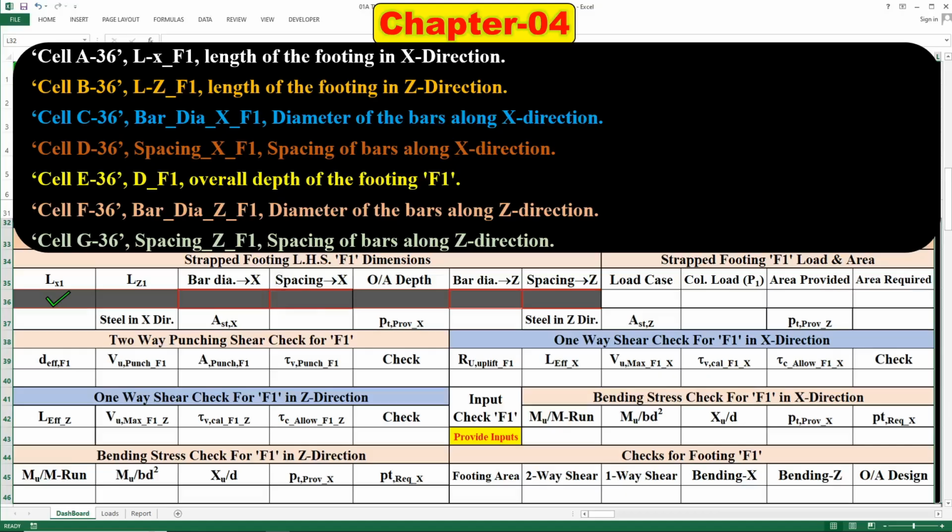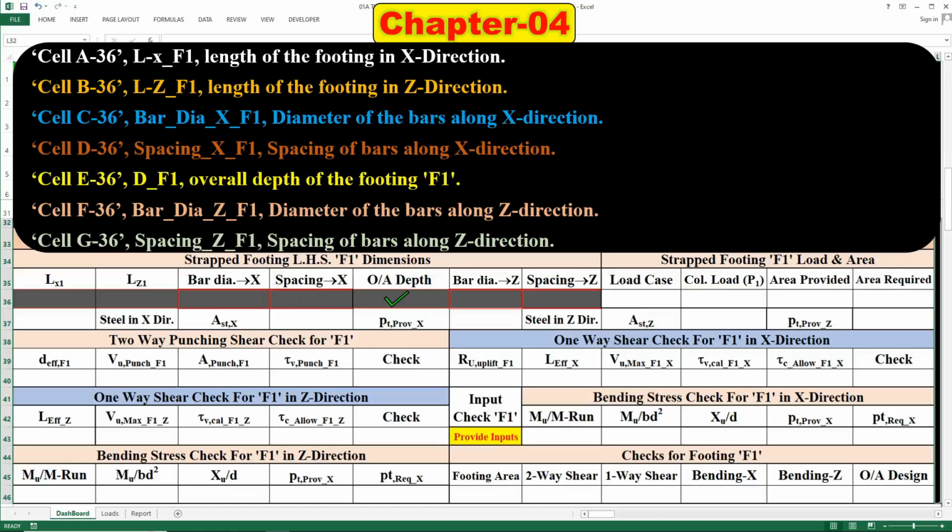Cell A36, LX_F1, length of the footing in X direction. Cell B36, LZ_F1, length of the footing in Z direction. Cell C36, bar_dia_X_F1, diameter of the bars along X direction. Cell D36, spacing_X_F1, spacing of bars along X direction.